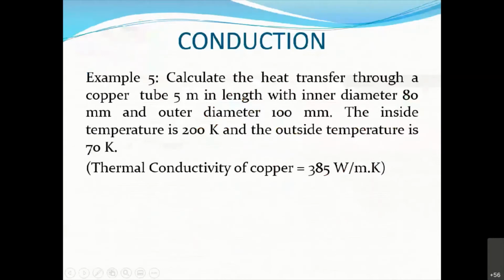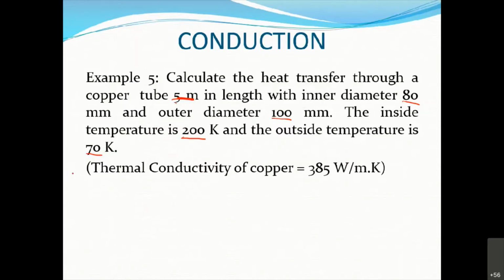So first of all, let us see what is the question. Example number 5, calculate the heat transfer to a copper tube 5 mm in length. Okay, so first of all, we know this is the length, 5 mm, with an inner diameter of 80 mm and an outer diameter of 100 mm. The inside temperature is 200, so we know that this is Ti, and the outside temperature is 70, so we know our To.